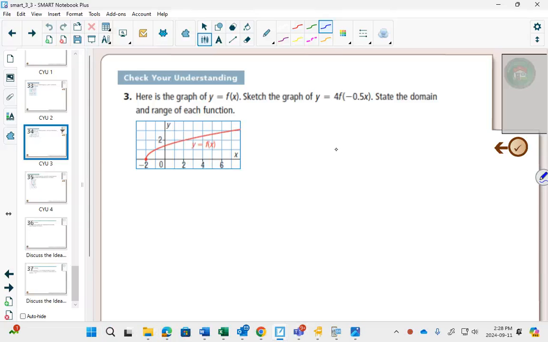So we're given the graph of f of x, and we're going to sketch the graph of y equals 4f of negative 0.5x. So what we would say right now, a couple things to notice, is the type of notation that we're dealing with right here is called function notation.